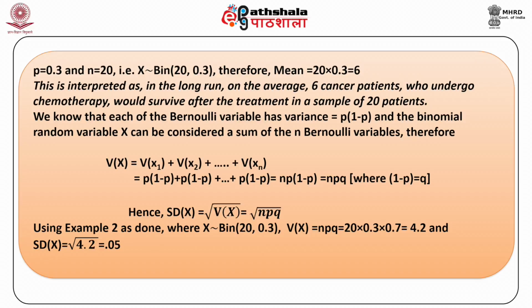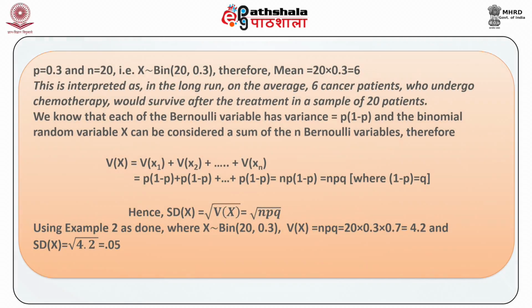Using again our example 2, where we know that capital X is a binomial distribution with n equal to 20 and p equal to 0.3, we can find out that the variance of X will be equal to npq, which is equal to 20 into 0.3 into 0.7, hence equal to 4.2. And the standard deviation comes out to be equal to the square root of 4.2, approximately equal to 2.05. So for our current example, the variance is equal to 4.2 and the standard deviation is equal to 2.05.